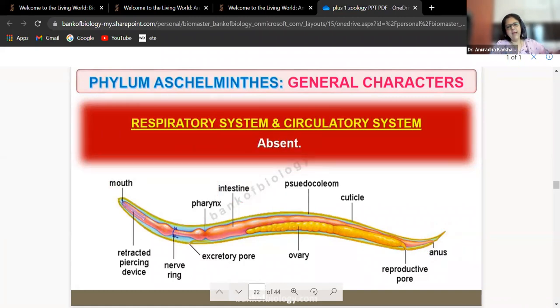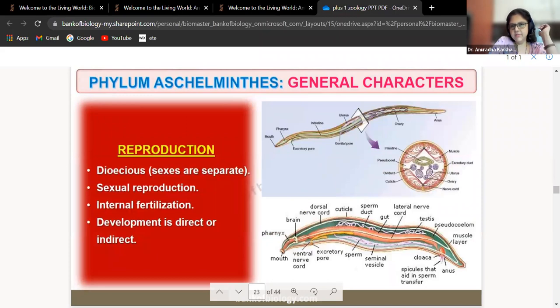Respiratory system and circulatory system are absent. They do not have a respiratory system or circulatory system. Reproduction: they are dioecious, sexes are separate. Sexual reproduction takes place, internal fertilization takes place. Development could be direct or indirect, which means some of them will produce larval stages and some of them will not. So it may be direct, it may be indirect.